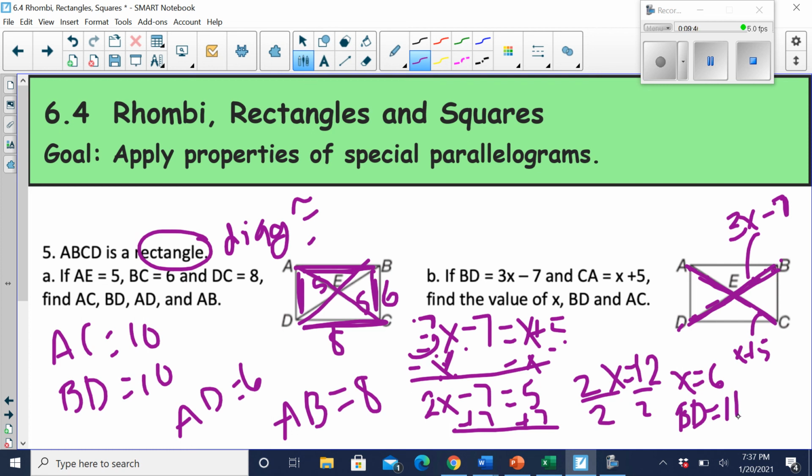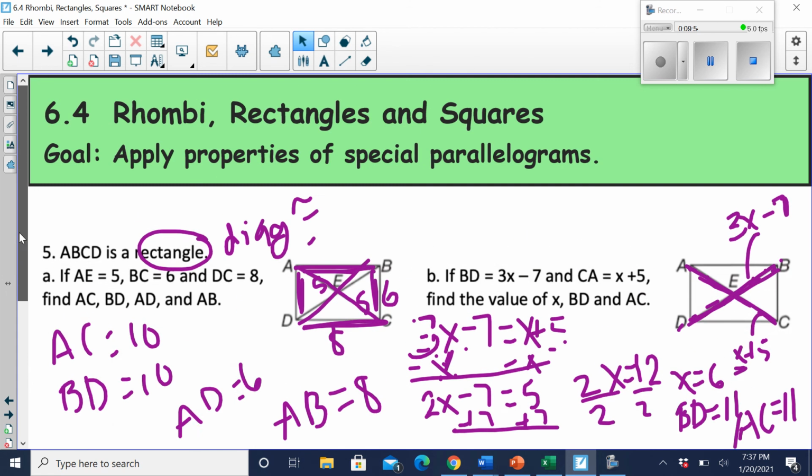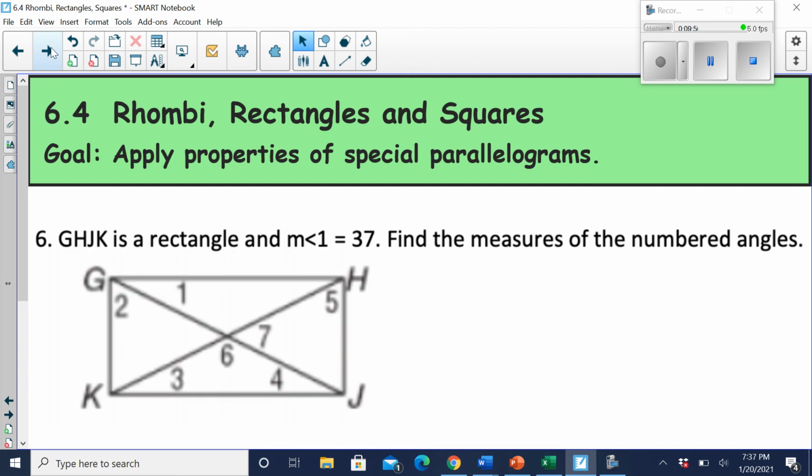Can check it with AC. AC should come out the same. So if I substitute in 6 for the x, I get 6 plus 5, which gives me 11. And those are my answers for this one here. Let me double check that there's nothing further down on the screen. Nope. Okay. Moving on to the next example problems.